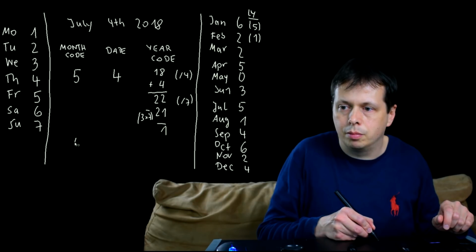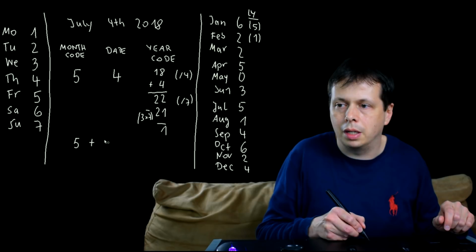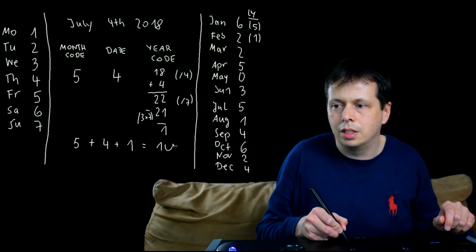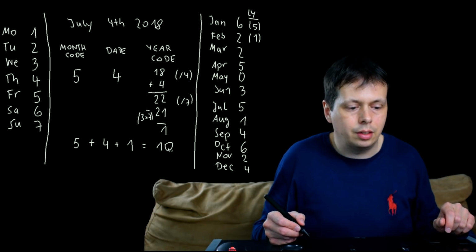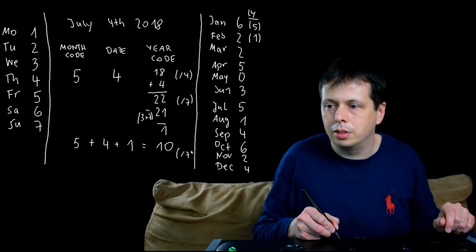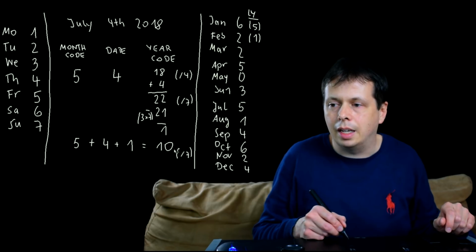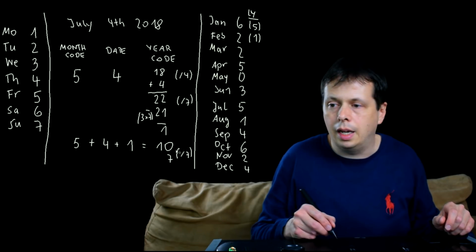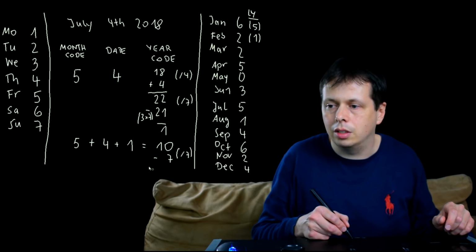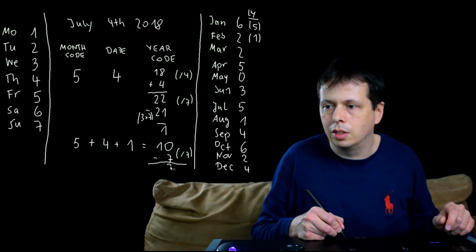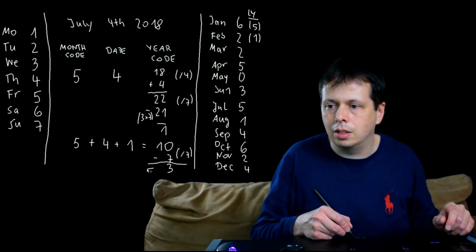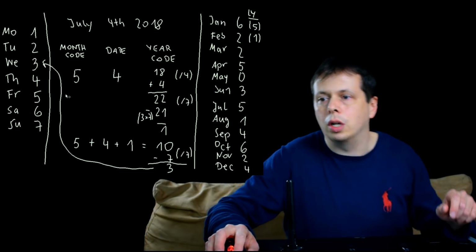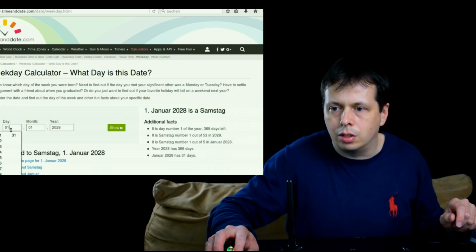And you build the sum of 5, the month code, plus the date, plus the year code, then you have 10, and 10 is already to divide by 7. 2 times 7 is too high, so only 1 time is possible, and subtract like there, and the result is 3, and this is Wednesday. So let's check July 4th, 2018.